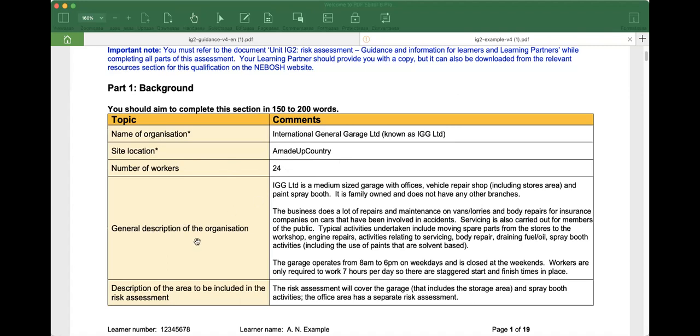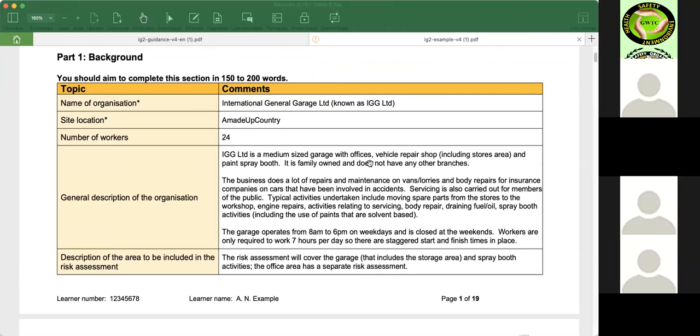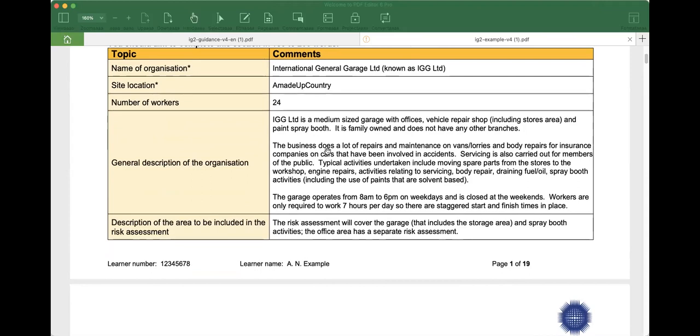Next is the general description of the organization. Just look very carefully at this example report. IGG Limited is a medium-sized garage with offices, vehicle repair shop, including store area and paint spray booth. It is family owned and does not have any other branches. The business does a lot of repairs and maintenance on vans, lorries, and body repairs for insurance companies on cars that have been involved in accidents. Servicing is also carried out for members of the public.